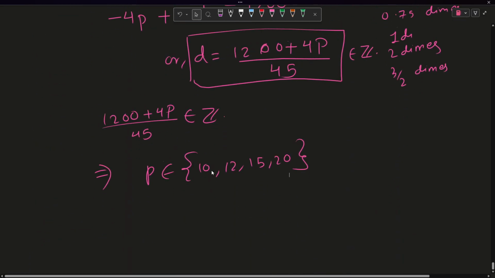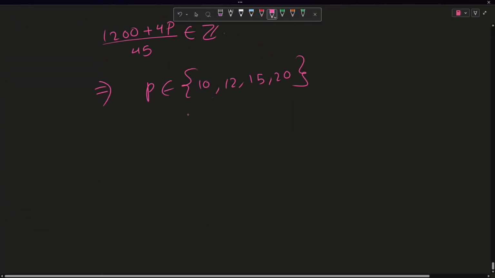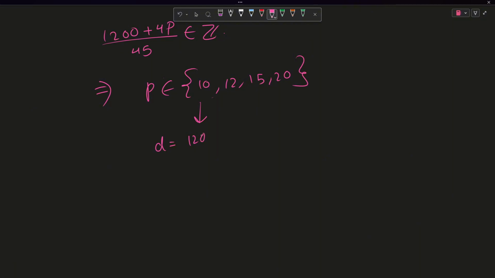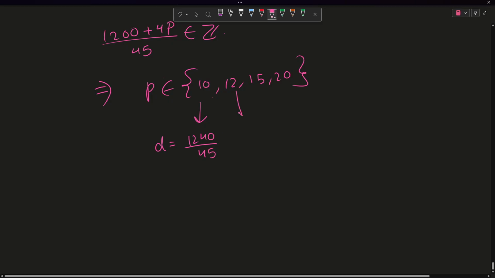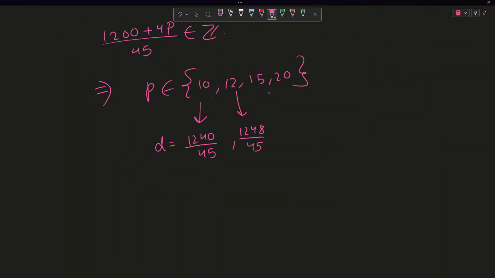So these are our options. Now we just plug in each of the values. When we plug in 10, we get d is equal to 1240 by 45. When we plug in 12, we get 1248 by 45. When we plug in 15, we get 1260 by 45. And when we plug in 20, we get 1280 by 45.